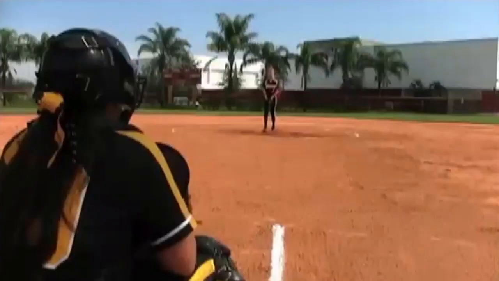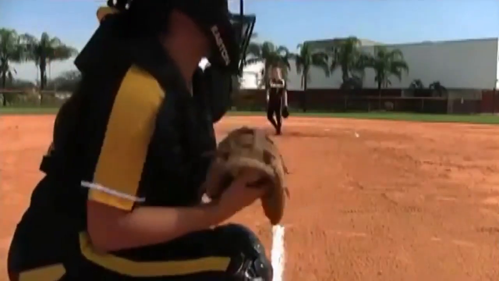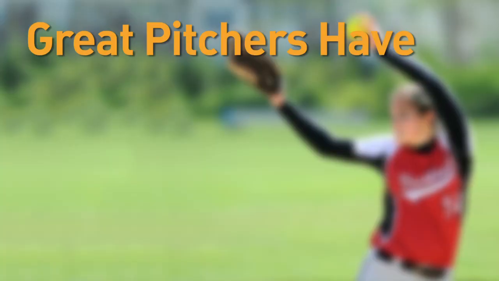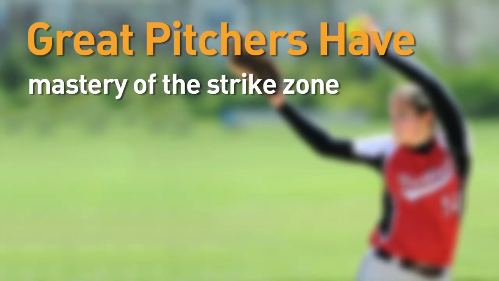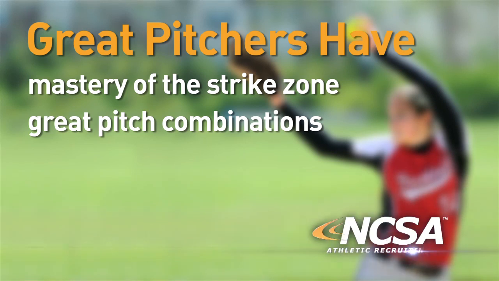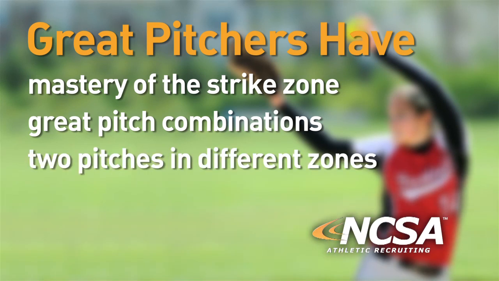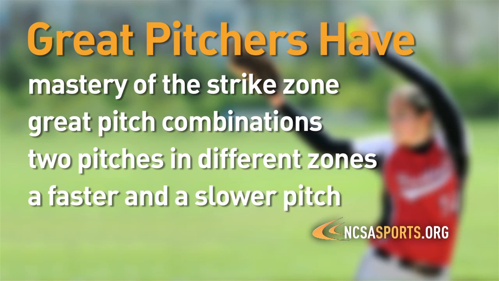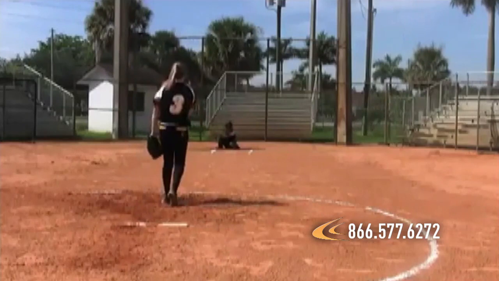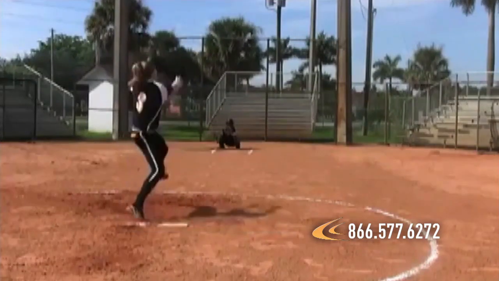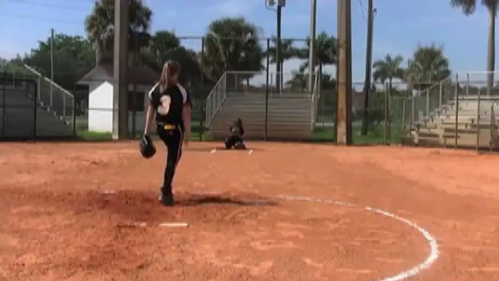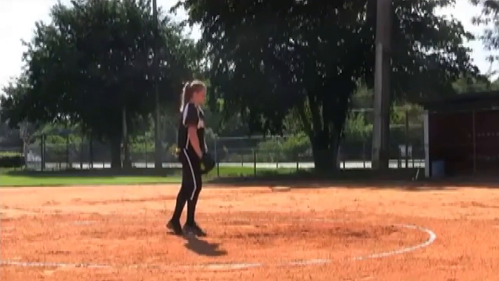We could go back in history to current day: great pitchers ascend to the top in these few areas. They have mastery of the strike zone. They have great pitch combinations. They have two pitches that are in different zones, and they have a faster and a slower pitch. So it may not necessarily be a fastball and a change, but it could be a drop and a curve. It could be a screw and an off drop. Those are the standards. Those are the fundamentals that all great pitchers that get to the top have.